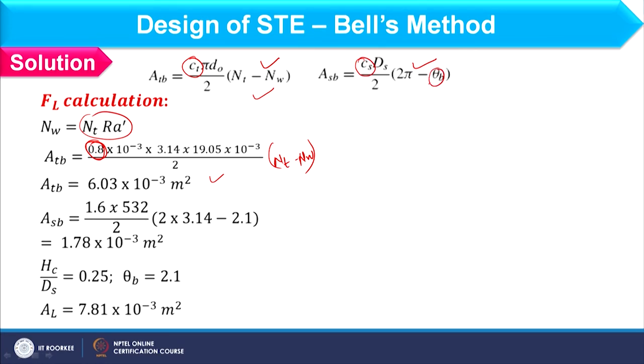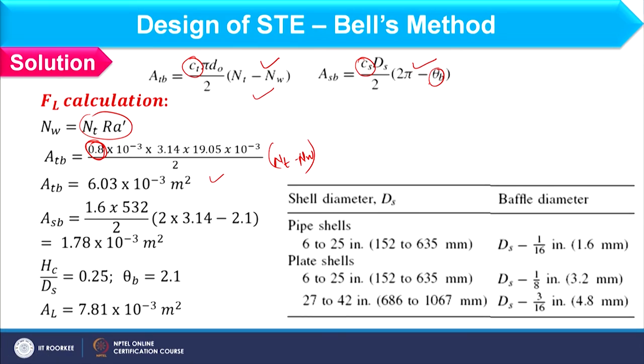and theta B, right. So CS, how can I obtain it? CS will depend on the shell dia. If you see in this problem the shell dia is 532, so it will fall in this range and in this range also. But I have told you, if I have the choice between pipe shell and plate shell, I should choose pipe shell, okay. So this is basically the CS value. Depending upon the shell dia, we can consider CS as 1.6, as you can see here, okay.